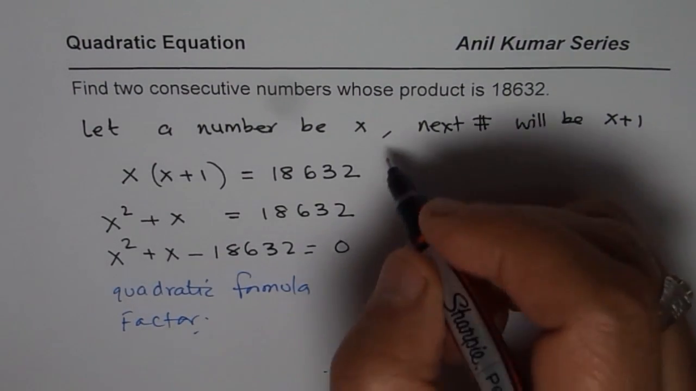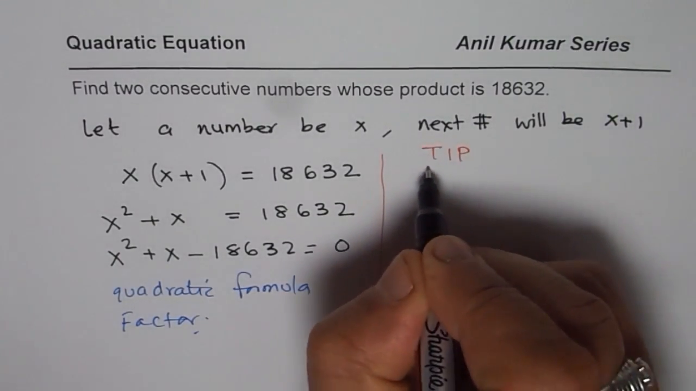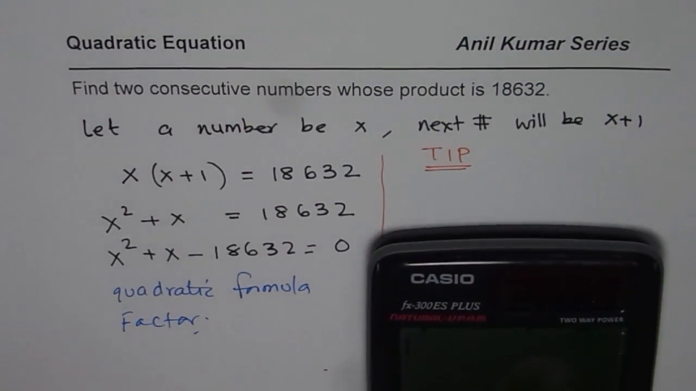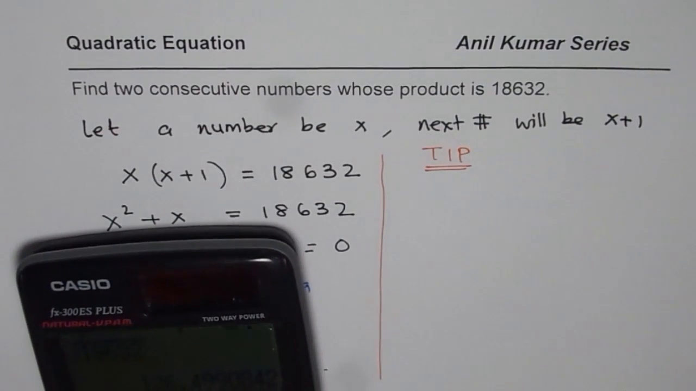Now here is a great tip to get the quick answer, right? So tip is for such question that what you do really is that you find we have two consecutive numbers. That means they're very close by. So basically in this equation it's close to x squared. So why not find square root of the big number 18632? So when I do that, I get 136.49.